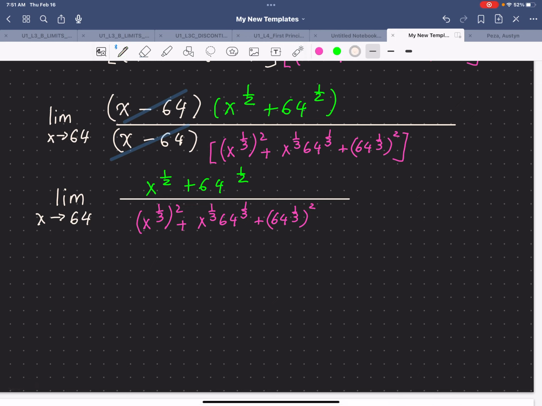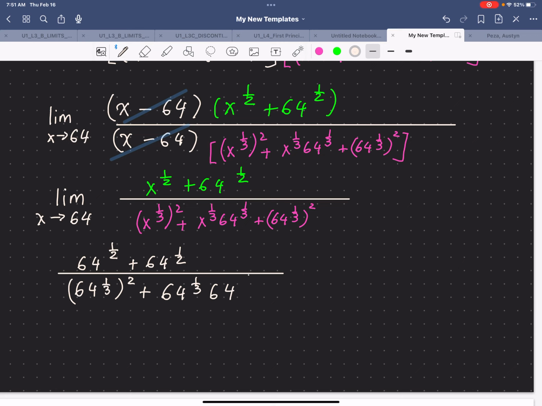So instead of x, we're replacing it now by 64. So we have 64 to the power 1 over 2 plus 64 to the power 1 over 2. And in the denominator, we'll have 64 to the power of 1 over 3 squared. That would be 64 to the power of 2 over 3. I will leave it as is. It's kind of easier to mentally estimate it this way. So plus 64 to the power of 1 over 3 times 64 to the power 1 over 3, and then plus 64 to the power 1 over 3 squared.